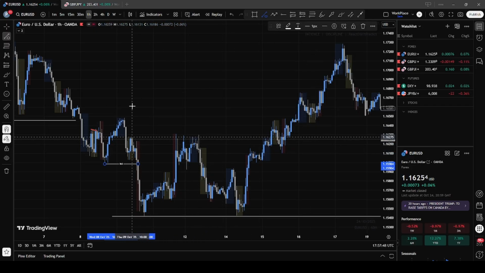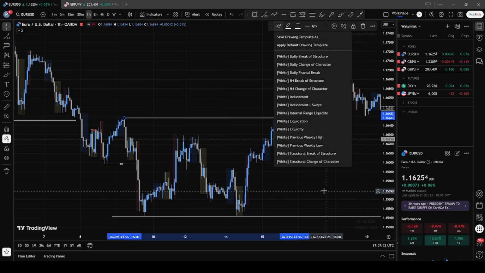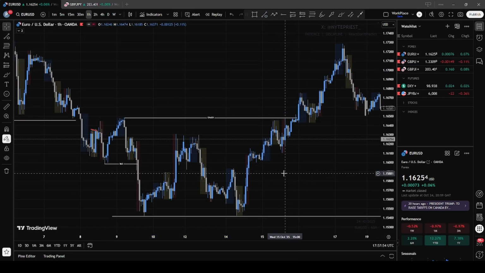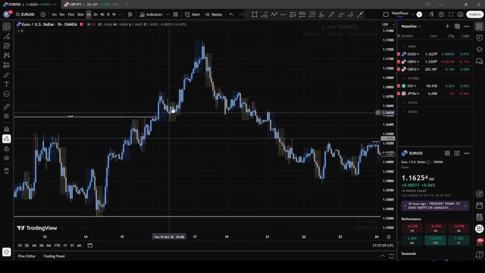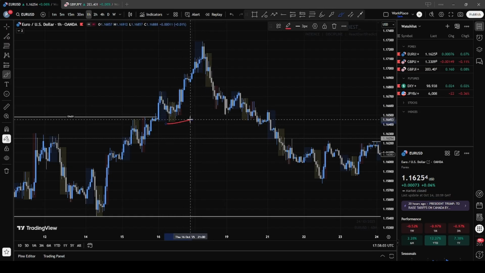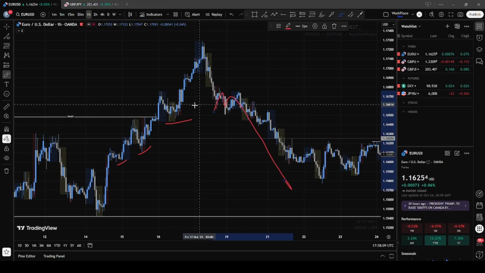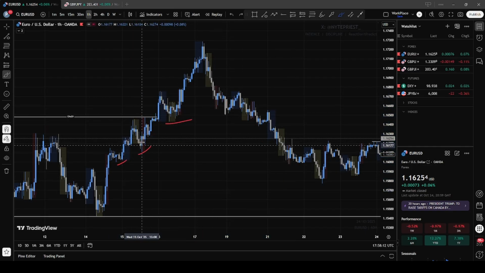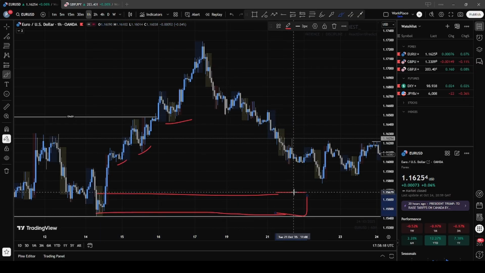And then on the 1 hour, we have another change of character here. So on this 1-hour time frame, we have this inducement, which is a major inducement. We have this inducement, this inducement. So price came back and swept all these inducements. So this will be a valid order block to trade from.